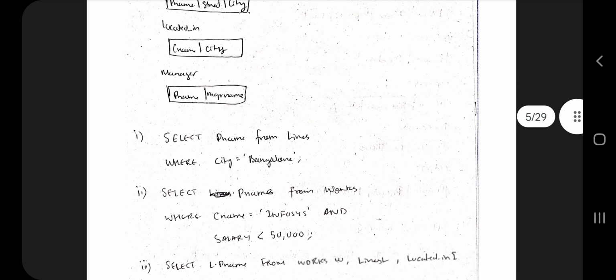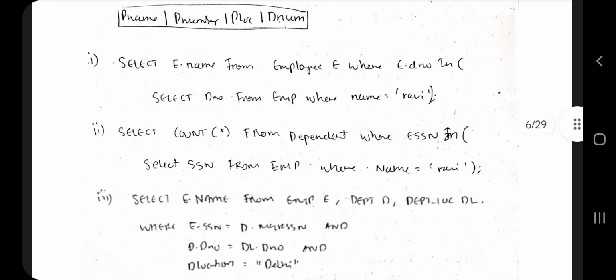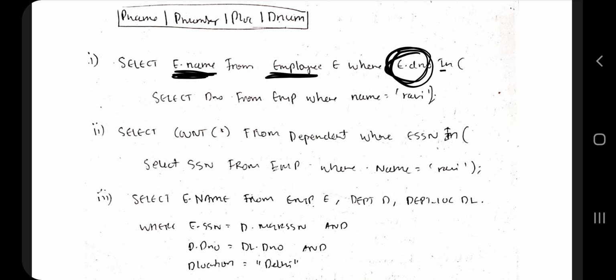So let's see the two things. First we will find and equate also. So how will we find this? Select E name, employee name from employee where the employee's department number is equal to, meaning we will write IN, okay, for the equals symbol. Select department number from employee where name is Ravi.